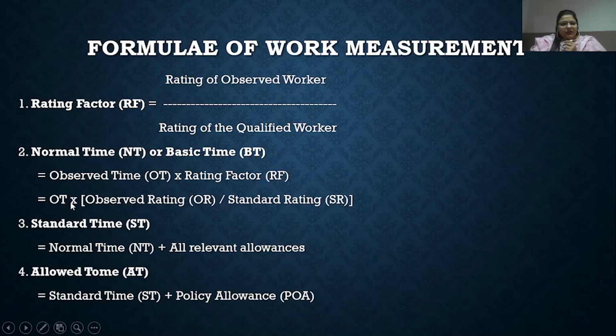Here OT is multiplied by observed rating divided by standard rating. Rating factor is observed rating divided by standard rating, as we have already seen. Next one is standard time. Standard time can be calculated through the normal time plus all relevant allowances. Number 4, allowed time. Allowed time can be calculated through standard time plus policy allowances.